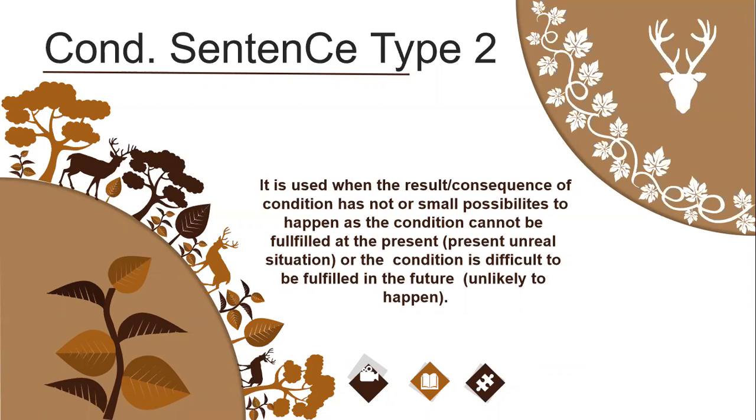I'm repeating again. The result of the condition has no possibility, or the possibility is very small to happen, because the condition cannot be fulfilled at the present. Syaratnya itu nggak bisa terpenuhi pada saat ini. Or present unreal situation. It means the situation is unreal at this time. Okay, so that is conditional sentence type 2.